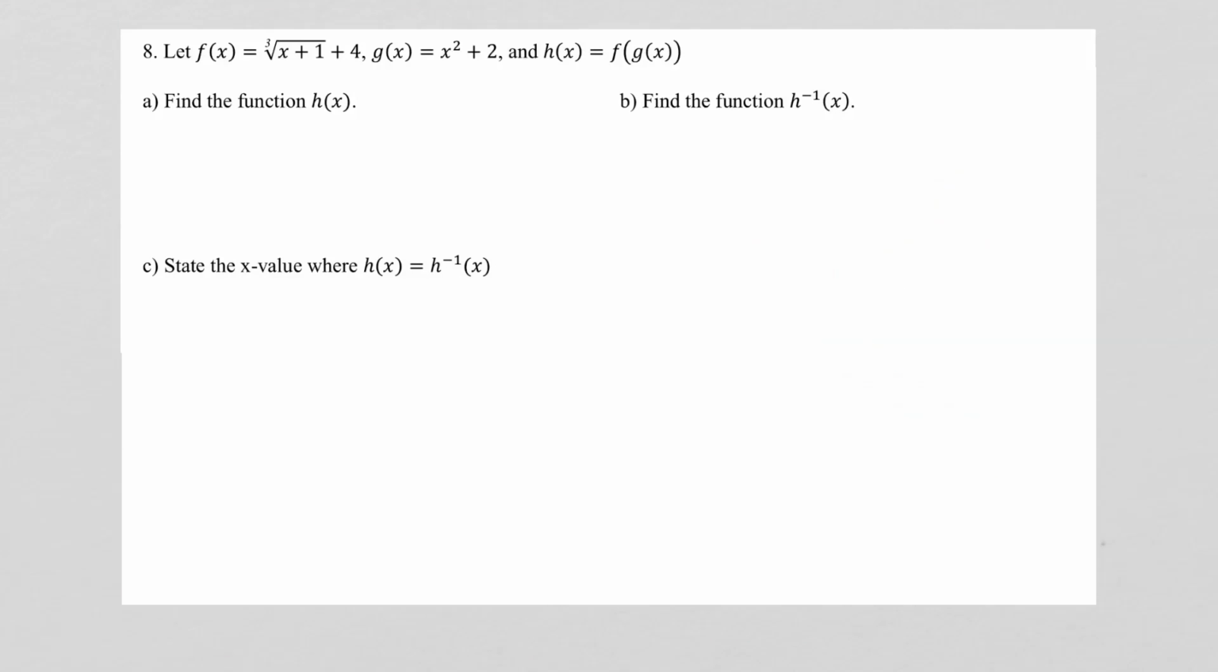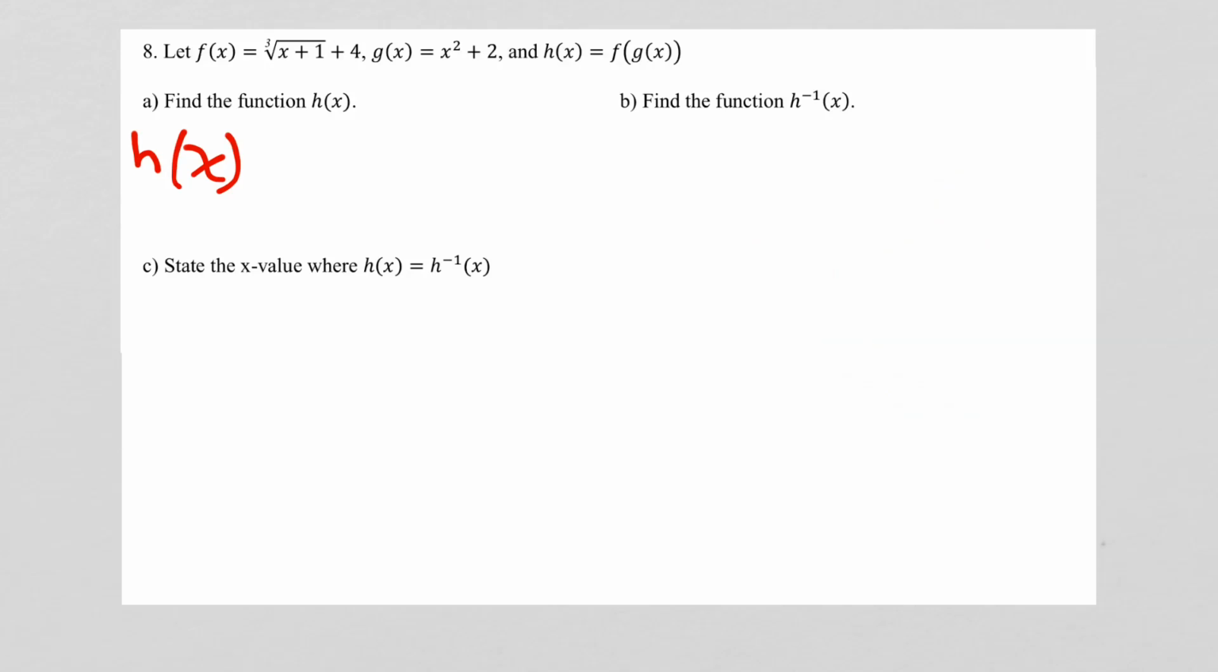All right, problem number 8. That's a lie, I'm a huge dork. f of x is the cube root of x plus 1, plus 4, g of x is x squared plus 2, and h of x is defined as the composition f of g of x. So let's find h of x.